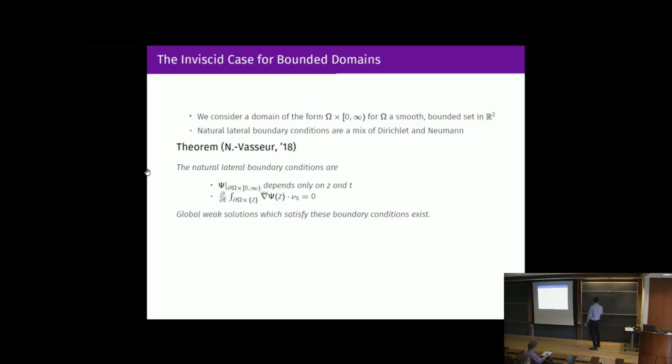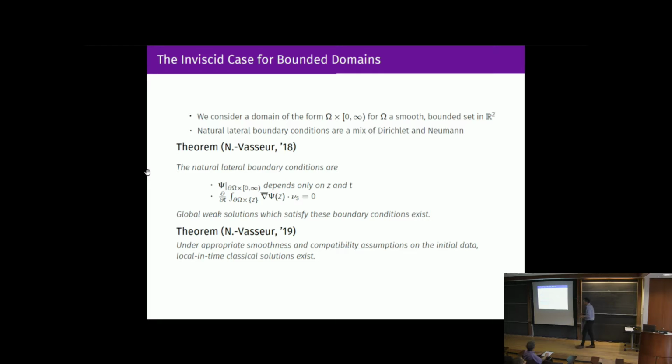All right, and so the theorem for the inviscid model on a cylinder is that we have boundary conditions and global weak solutions. And then just this past year, we also proved that given appropriate smoothness and compatibility assumptions on the initial data, I have local in time classical solutions. And the difficulty there is that my domain now has a corner at z equals 0 from this cylinder. So I'm essentially then tasked with proving an elliptic regularity theorem in a domain with a corner. And so I expect to have some compatibility conditions at the corner. And I'll say a little bit more about that later.